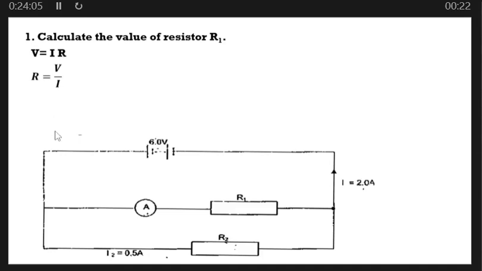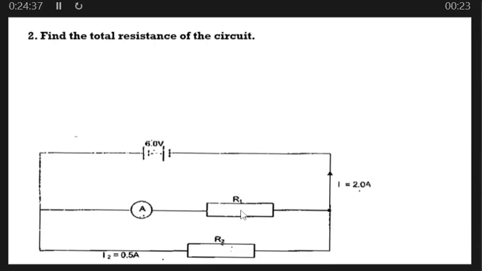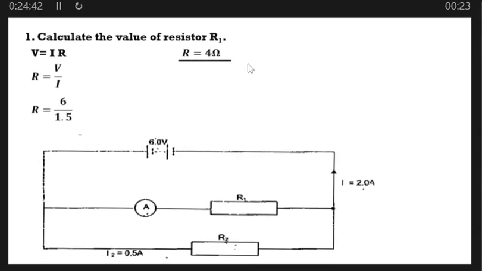So we are going to replace, since voltage is the same, we'll put 6 here, and we know the current we found here was what? 1.5, the current flowing through resistor 1. So 6 divided by 1.5, when we divide 6 by 1.5, we are going to get R as 4 ohms. So this resistor here is 4 ohms.